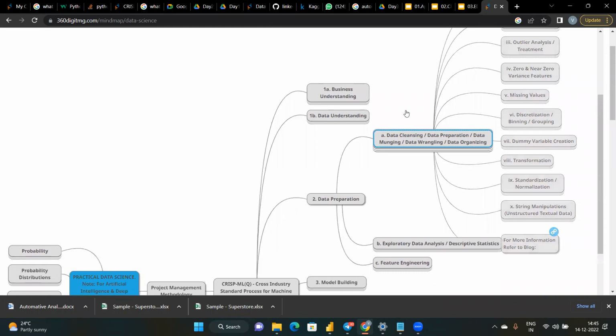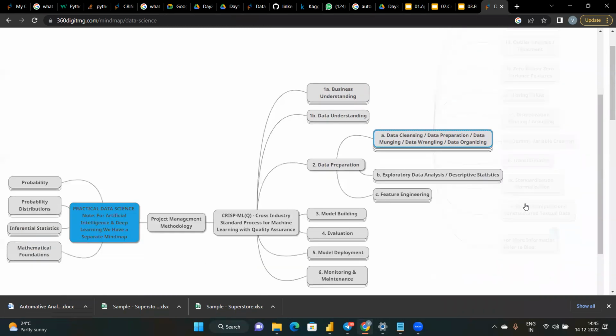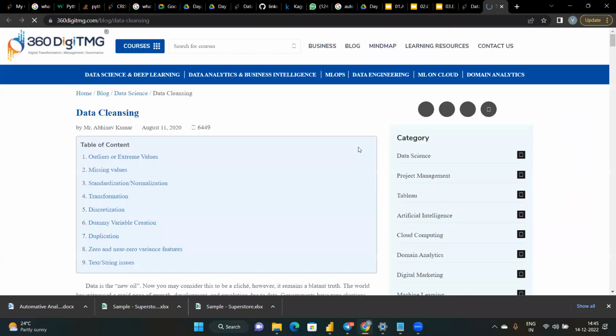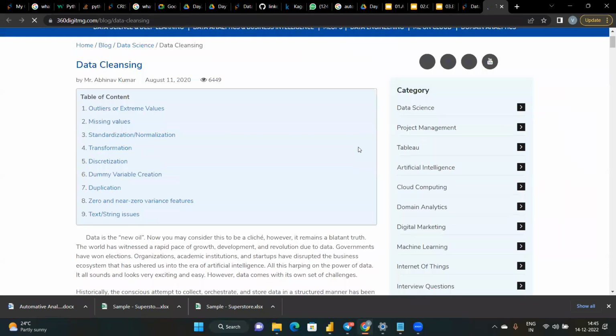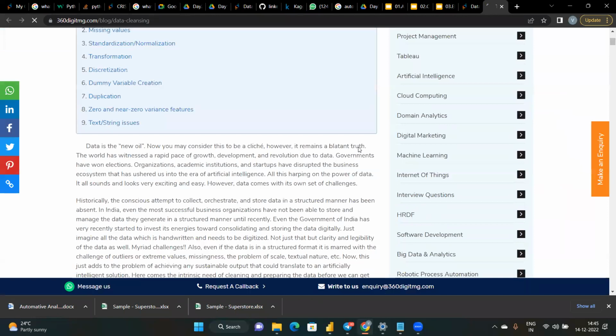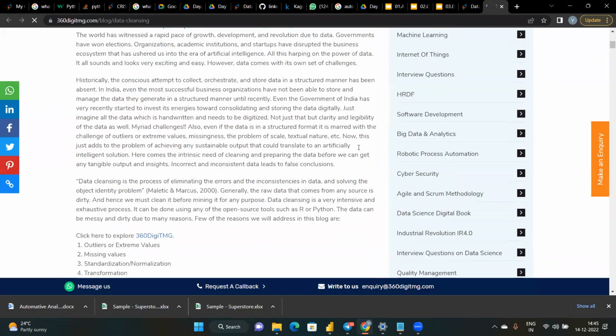As I said, if you are more comfortable reading more, guys, you can always go to the blog. When you click on this link right here, you can go to the blog if you are more interested in reading. So see the data cleansing. You can see what type of things we are going to see, and what type of data analytics we are going to use. We have standardization, and we have different types.